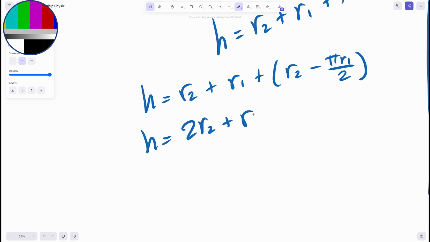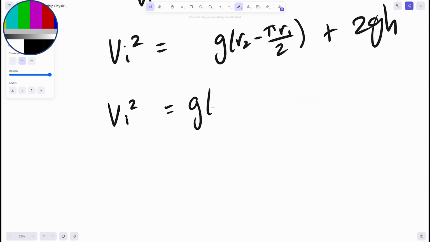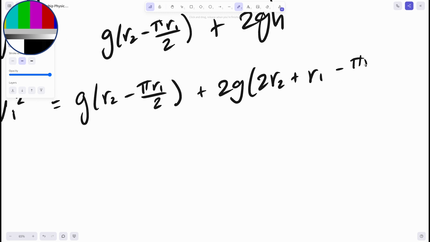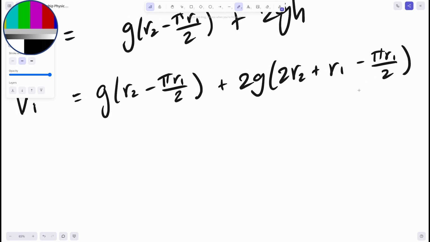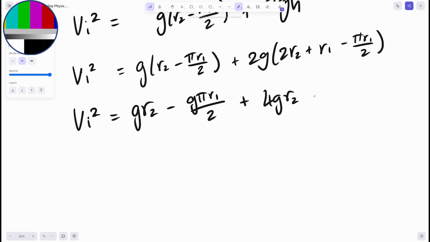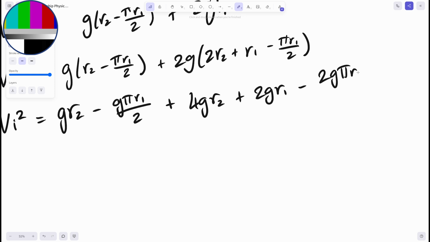Simplifying this. Now we can make this substitution. 2r2 plus r1 minus pi r1 over 2. There we go. So now we can expand this out, and we get vi squared is equal to gr2 minus g pi r1 all over 2 plus 4gr2 plus 2gr1 minus 2g pi r1 all over 2. So we can cancel out these 2's to simplify it further.